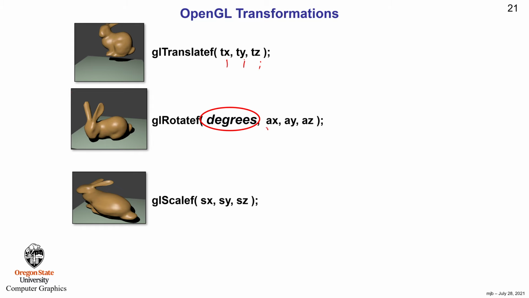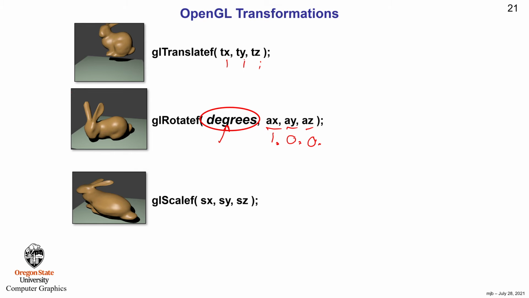There's a GL rotate F. You give it an axis. This is the axis of rotation. So if you wanted to rotate about the x-axis, you would do 1, 0, 0, but it doesn't have to align with the principal axes. It can point diagonally up in the air. The angle is in degrees. This is the only place in, I think, all of computing where degrees are used instead of radians. It's degrees. Get used to it.